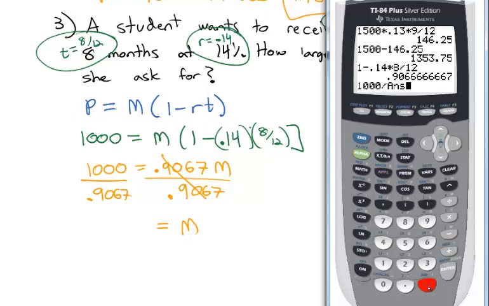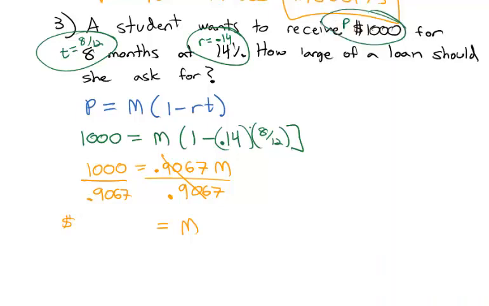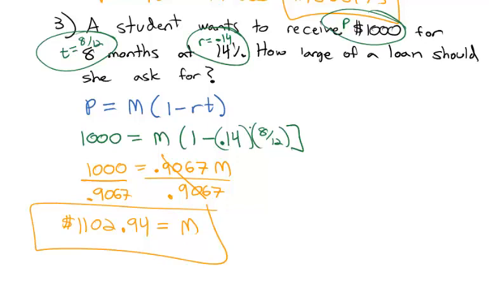I want you to get used to using this because when we get into matrices, we're going to use that previous answer feature a lot. So I want you to know how to do that. Second, A and S. And when we hit enter, we find the original loan is 1102.94, the maturity value. If she gets a loan for 1102.94, she'll receive $1,000 cash to be paid back in 8 months when that payday loan place decides to cash the check.